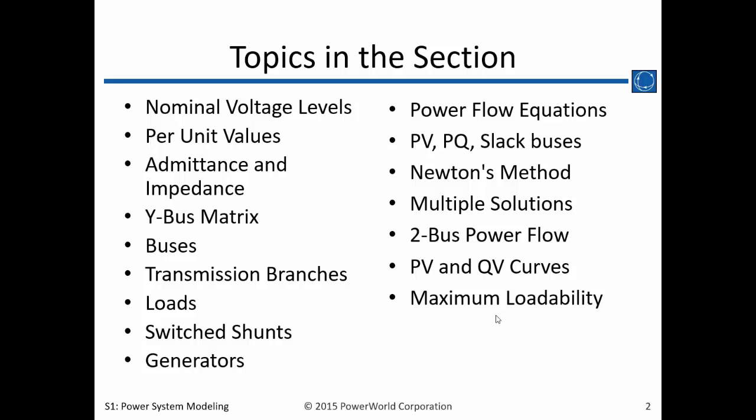We go through and review what the idea of nominal voltage levels and per unit values are. We talk about admittance and impedance, the Y-bus matrix, and where the values for the Y-bus matrix come from: your buses and branches, loads, etc. We'll talk about what the power flow equations are. We will talk about what PV, PQ, and a slack bus mean for the different types of buses. And then we talk about what we use for the load flow calculation, which is Newton's method.